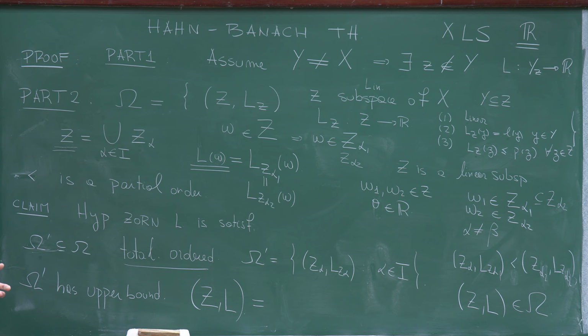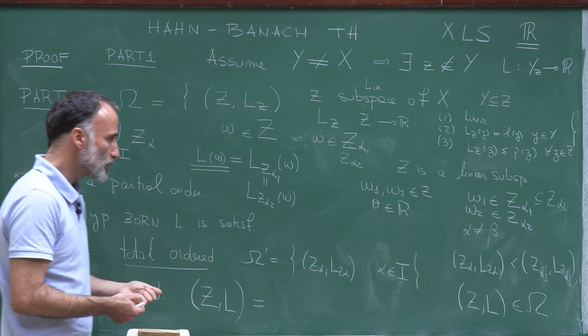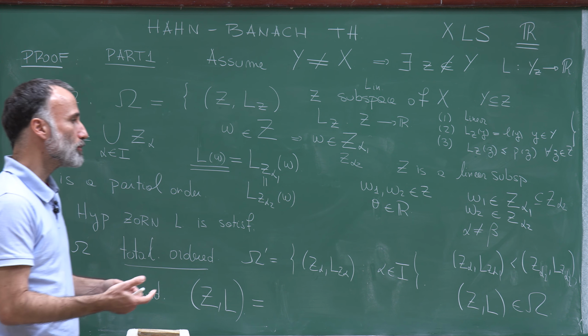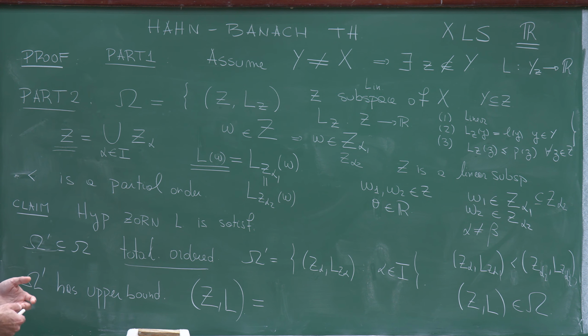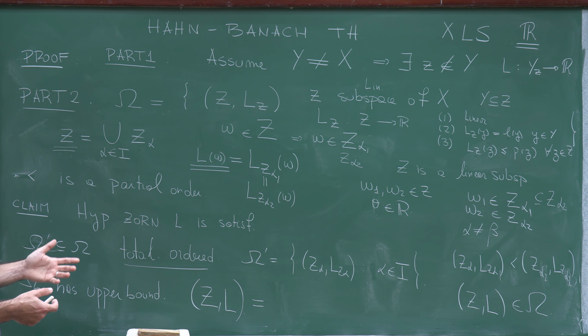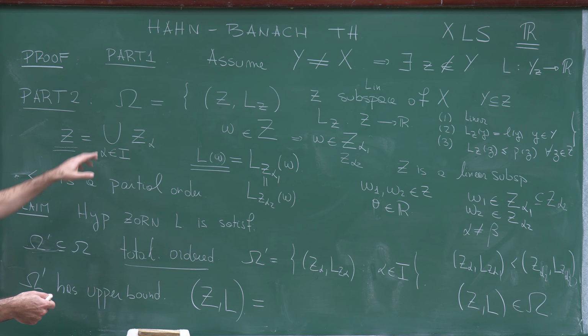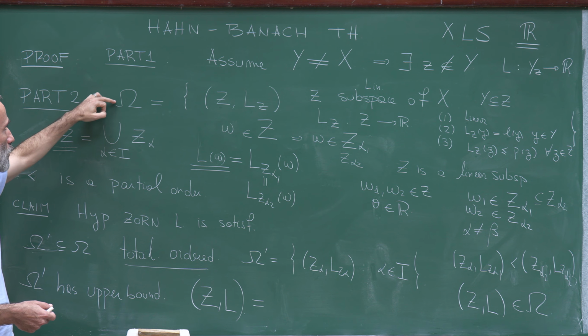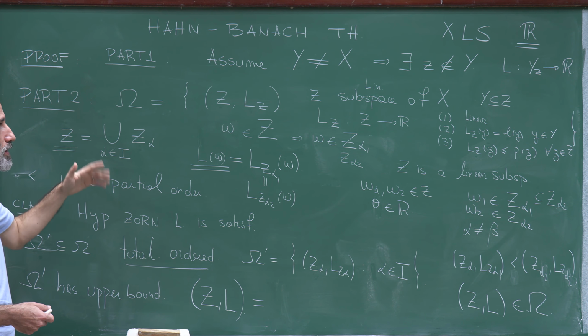It's an upper bound for the space omega prime. So the hypothesis of Zorn's lemma is satisfied. We consider a totally ordered subspace of omega, and we constructed for that totally ordered subspace a point in omega which is an upper bound. So we can apply Zorn's lemma, and Zorn's lemma tells us that there exists a maximal point in the space omega. So I will erase everything and just keep the fact that omega, defined in this way, has a maximal point.